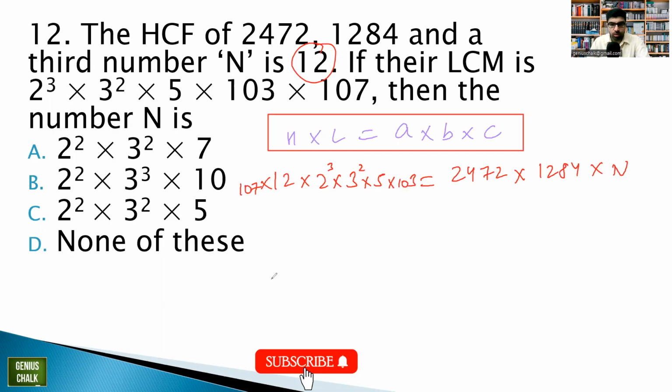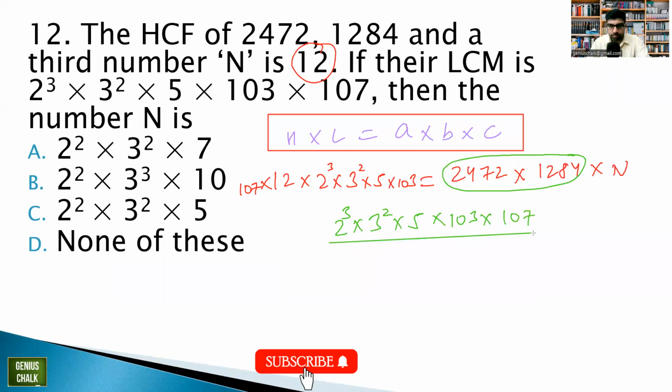Now, conceptually, what we will do is that these two numbers will go in the denominator. So I can write 2 to the power 3, 3 to the power 2, 5, then 103 and 107, and this all will be in the denominator. And here also I have 12, which was the HCF. HCF was 12. This overall is the LCM multiplied by the HCF as well.